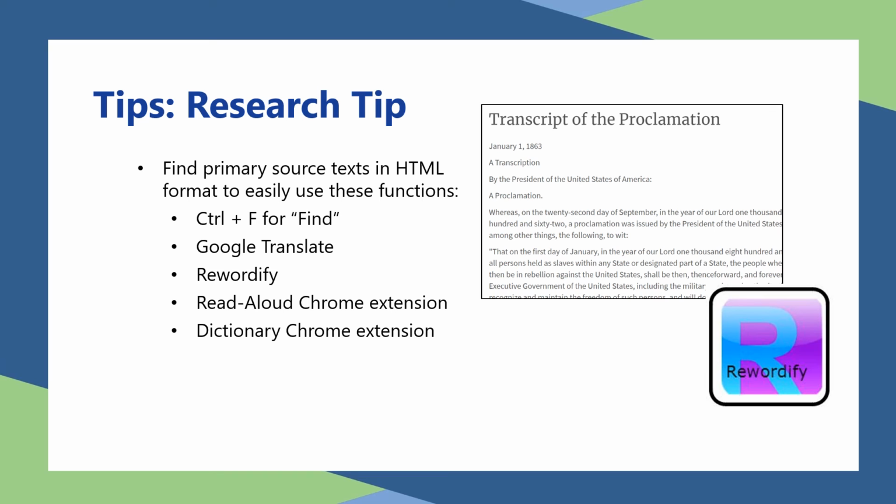It can be pasted into Rewordify to grade down the reading level of the text. Students can use the Control-F find function to search for words. And they can use Chrome extensions like a read aloud extension or a dictionary extension just to make things a little bit easier. These functions will help make that primary source text more accessible and remove some of the barriers to understanding.